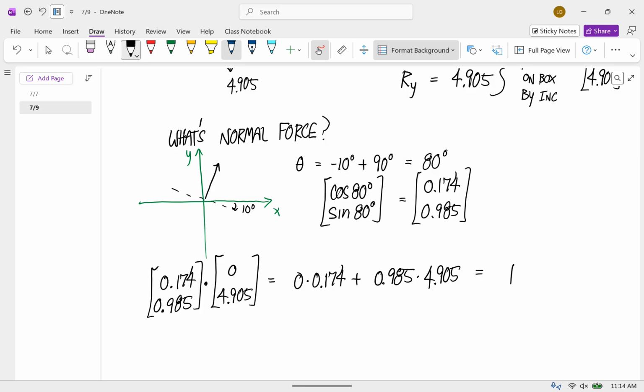And you get that the normal is 4.831 newtons. And you could use a similar idea to come up with the friction component. In this class, we don't really care about that, but I think there is actually one homework problem where it asks you to do that. So that's how you do it.